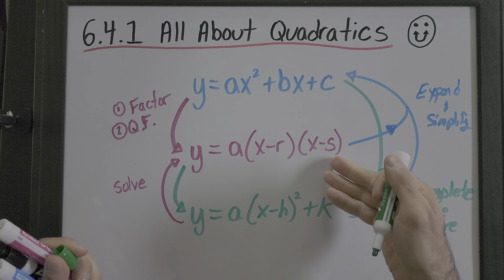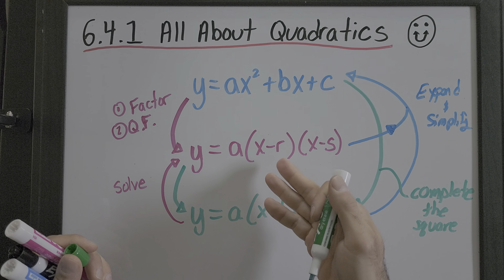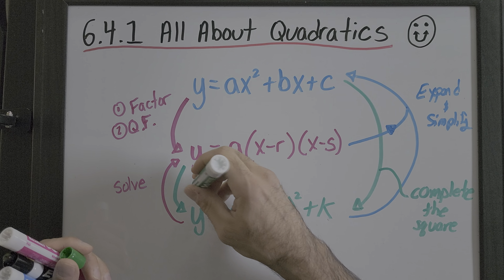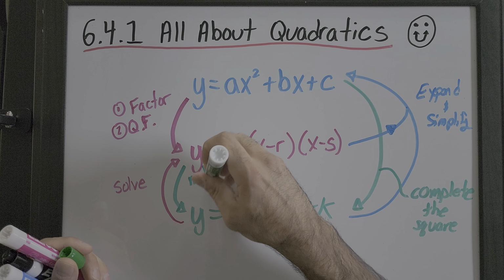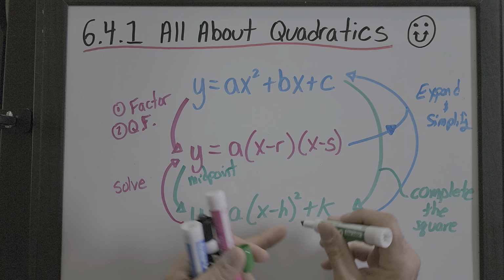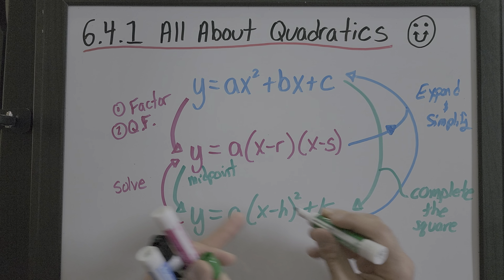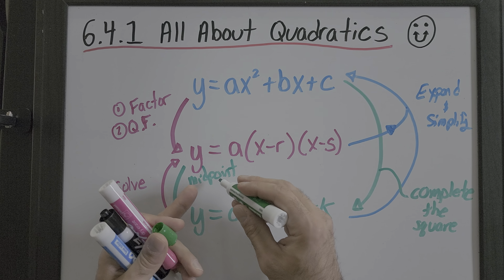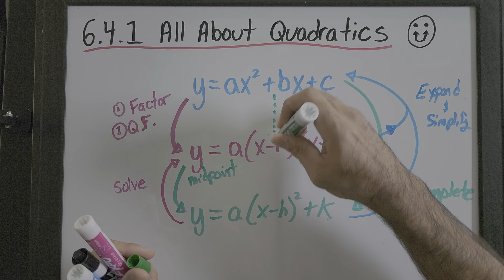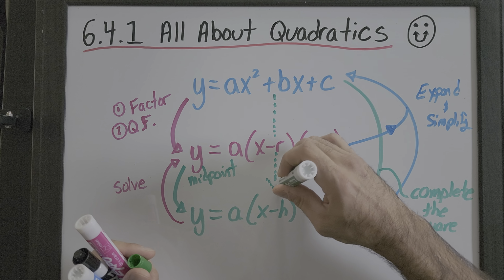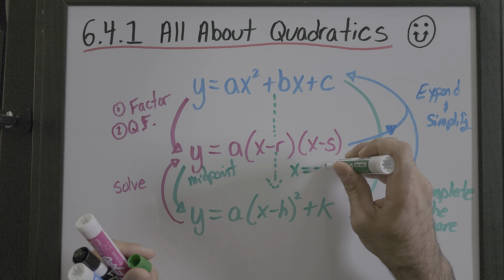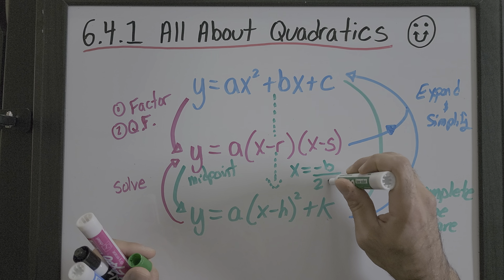Now, if I have intercept form and I want the vertex, to expand and then complete the square doesn't make any sense. I could just use the midpoint, right? The midpoint of the x-intercepts is the x value of the vertex. Then I can plug that back in and find the y value. So midpoint is a big deal. And from standard form, I can take an extreme shortcut. I can just find the x value of the vertex by plugging in negative b over 2a.